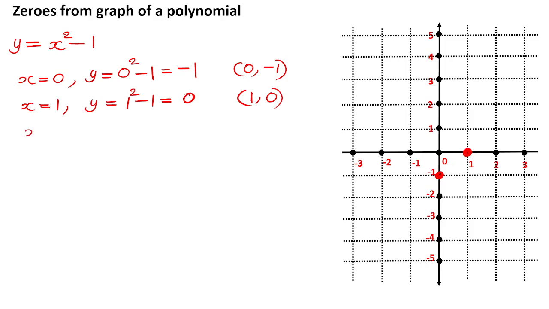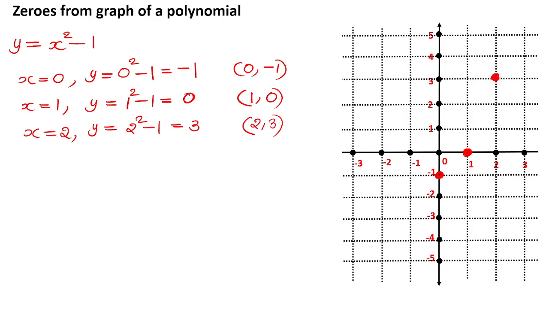Let me substitute some more values. When x equal to 2, what is y? y will be 2 square minus 1, which is 3. Meaning that when x equal to 2, y equal to 3. 2 comma 3. Where is 2 comma 3 in this graph? When x equal to 2, y coordinate is 3. Correct. The point is here.